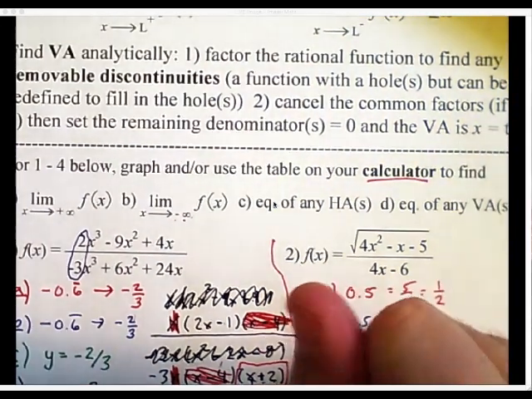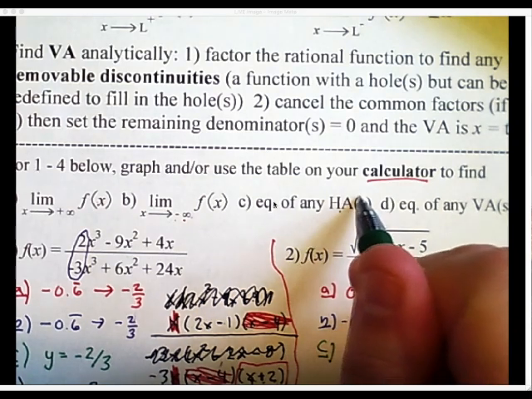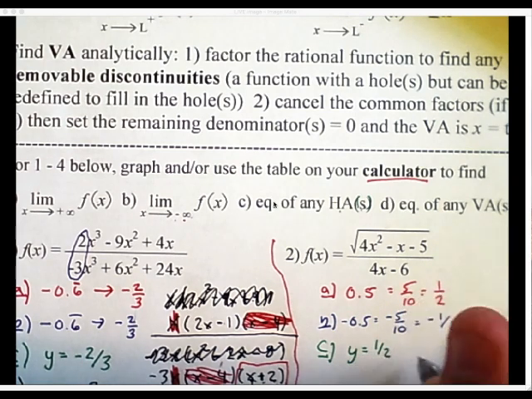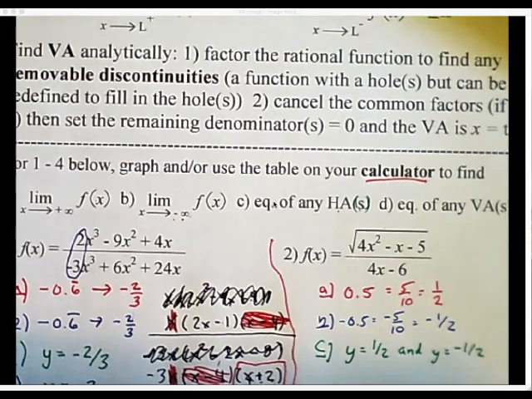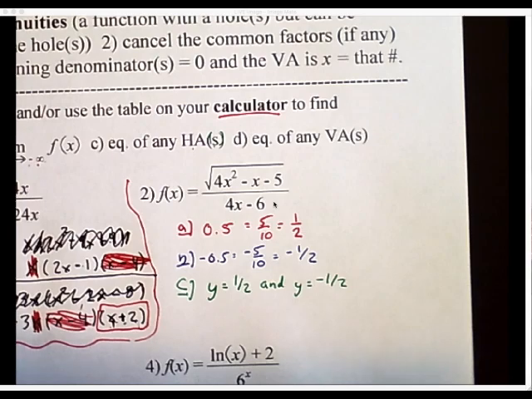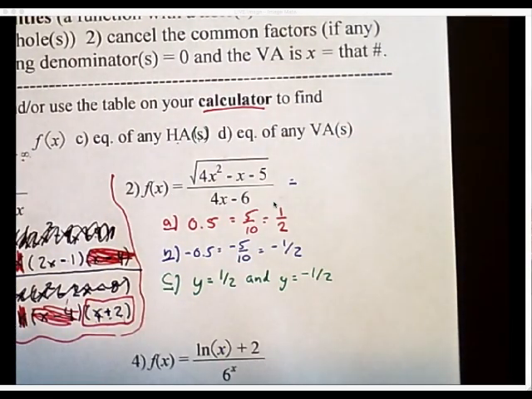So in part C, the equations of any HA's, okay, so it could be more than one. So y equals positive 1/2 and y equals negative 1/2. Right. Now what about vertical asymptotes?